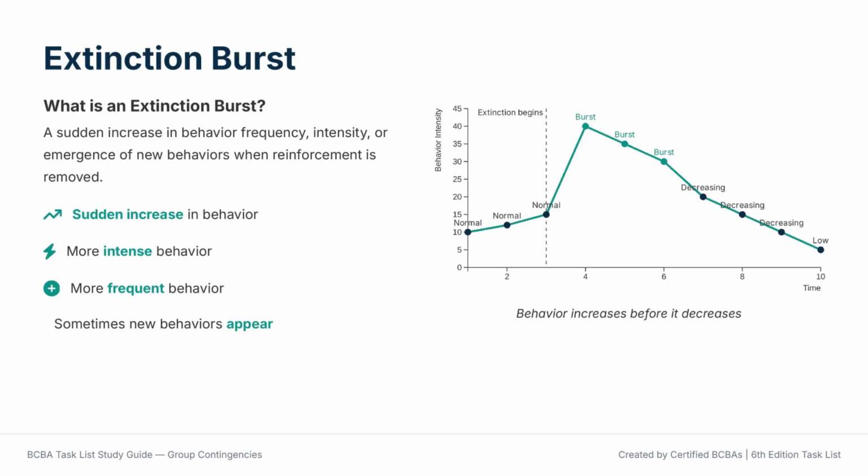An extinction burst is defined as a sudden increase in the frequency, intensity, or variability of behavior when reinforcement is removed. This phenomenon is characterized by more frequent and intense behaviors, and sometimes new behaviors appear. Importantly, this increase occurs before the behavior begins to decrease.